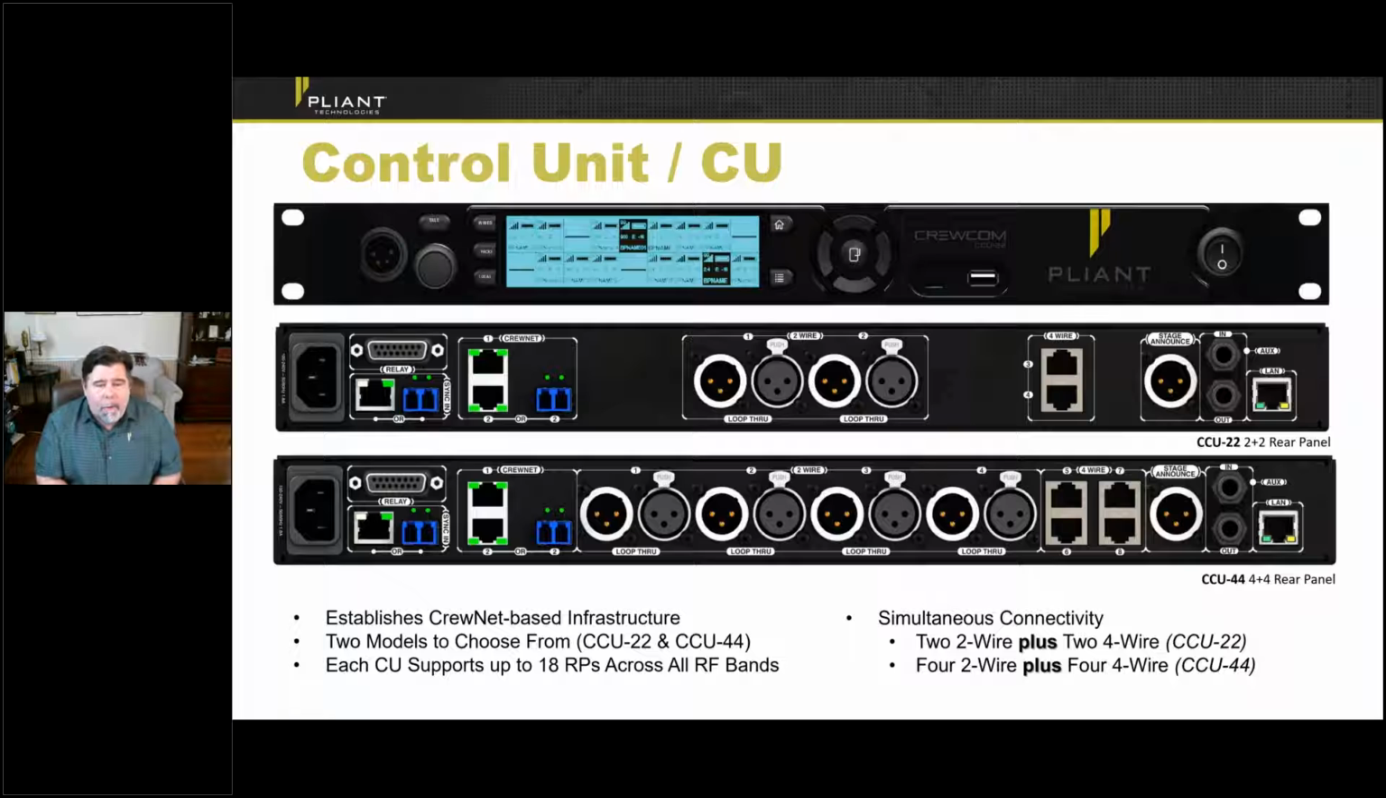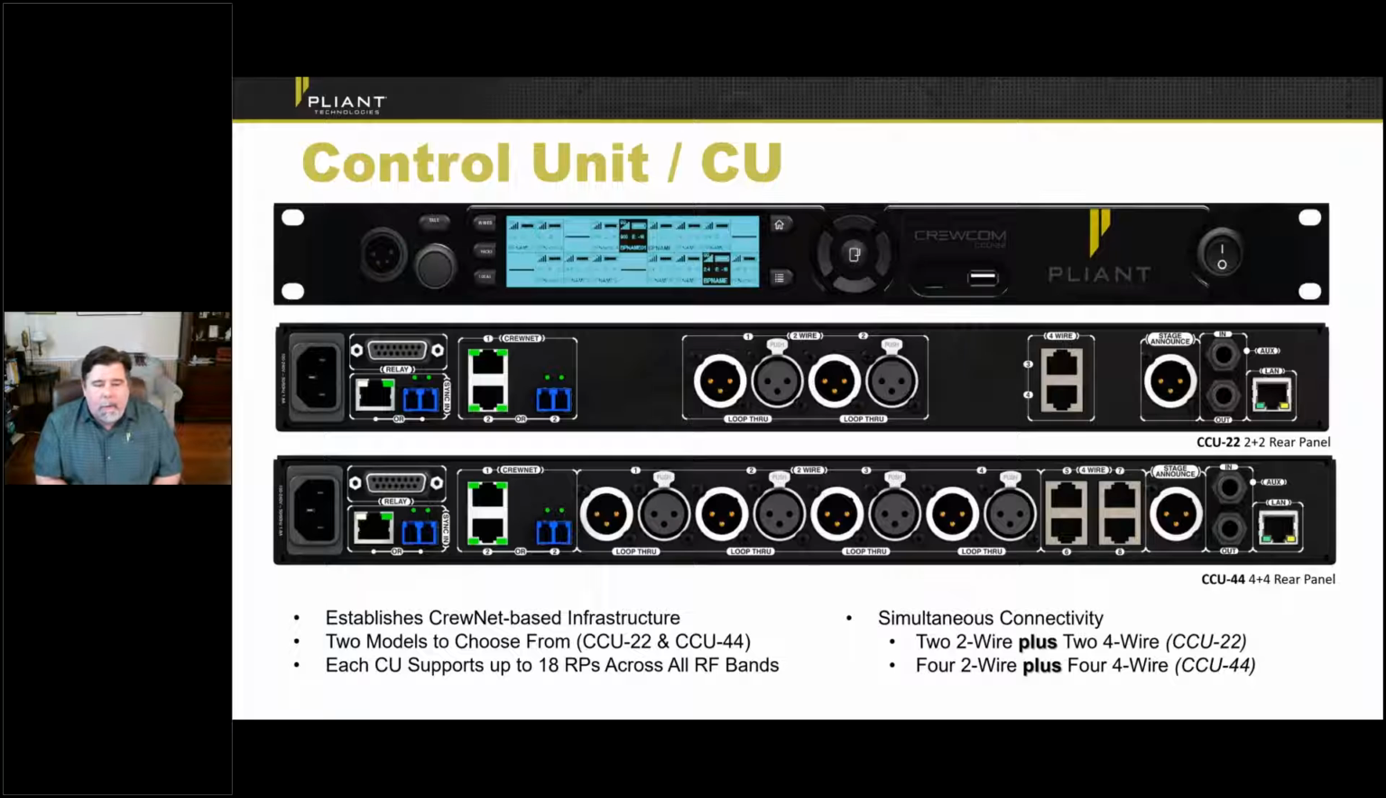There's 2 models of this unit available. The faceplate is identical except for the silk screening of the model number on the front of it. In this particular case, we have a CCU 2x2 shown here. And what that basically means is it's the amount of inputs on the back of the unit. The middle picture there is a 2x2's rear, which is 2 2-wire and 2 4-wire inputs that are on the back. And then beneath that, we have a 4x4's rear panel, which is 4 2-wire ports and 4 4-wire ports.